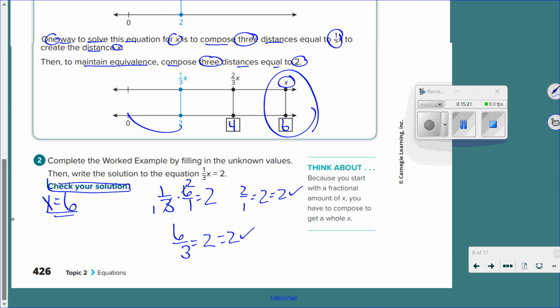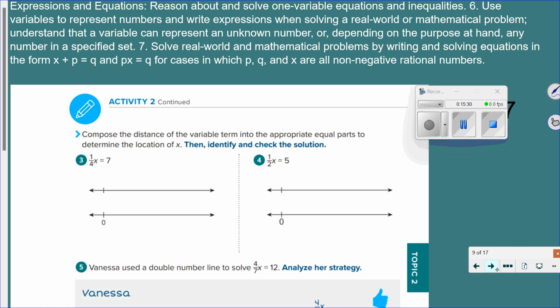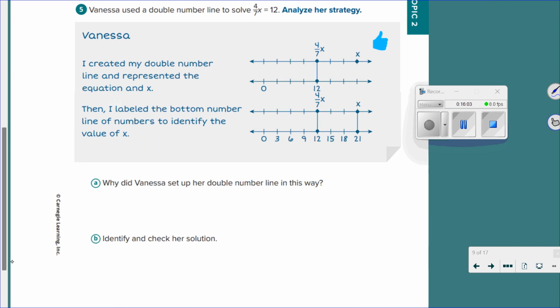Questions on that page? Okay, let's go to our next one. So now you're going to compose the distance of the variable term into the appropriate equal parts to determine the location of x. Then identify and check the solution. So there's really 3 parts to this. You're going to compose the distances, you're going to identify your solution, and you're going to check your solution. I'll give you a big hint, guys. The denominator of my coefficient tells me how many intervals I need to be able to get to x. Okay? So you've got 2 to do there. And then if you finish that, go ahead and look at number 5 as well. See if you can start figuring that one out. I'll give you guys about 4 minutes. Go ahead and start.